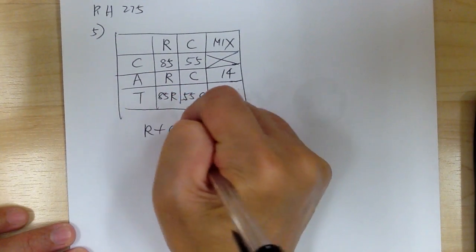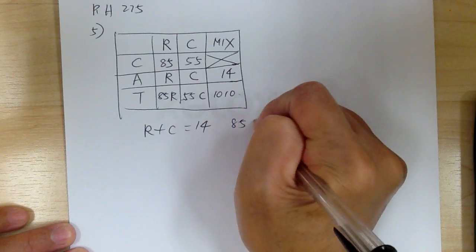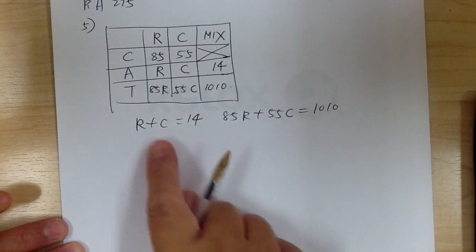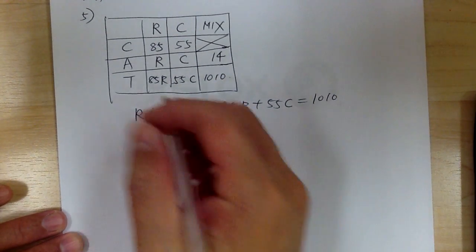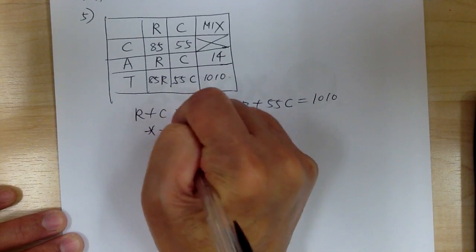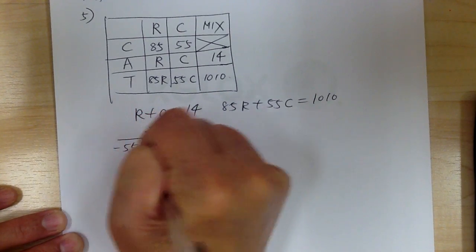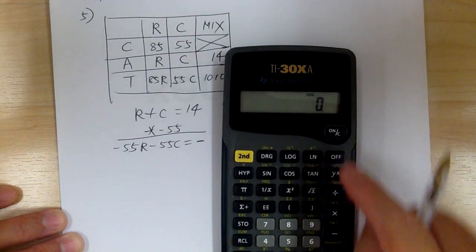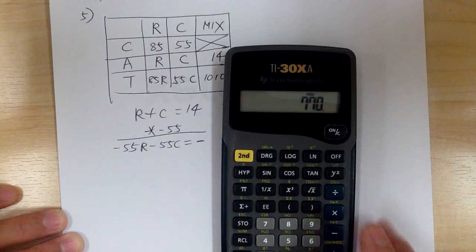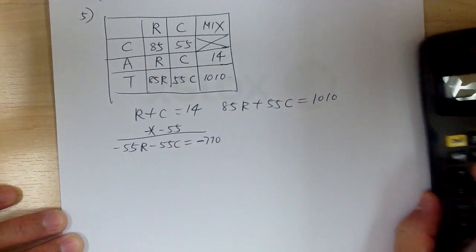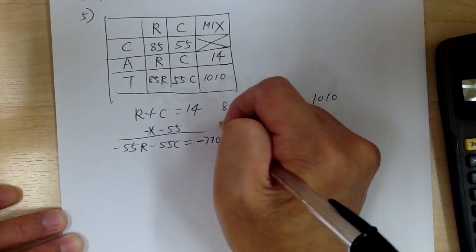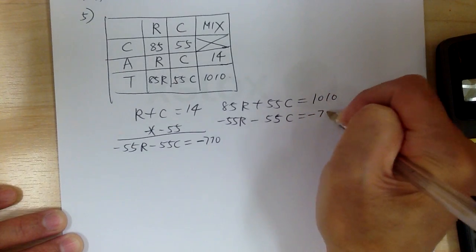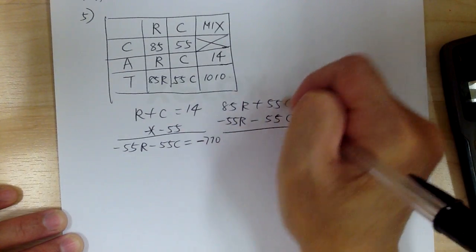So you get R plus C equal to 14. You get 85R plus 55C equal to 10.10. So I'm going to eliminate the C because the lower number is easier to deal with. So times it by negative 55. So you get negative 55R minus 55C equal to negative, okay, 55 times 14, so 770. Now you put this equation under here: negative 55R minus 55C equal to negative 770. So when you add this, the C cancels out.